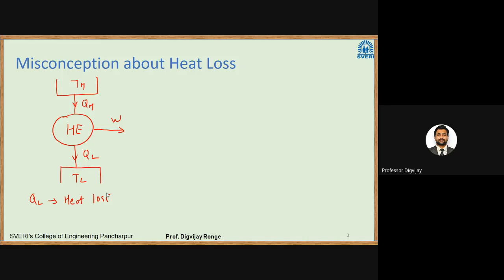But who decides that this is a heat loss? Who decides whether it is a benefit or a loss? We have designed a heat engine, so our objective is to do the work W. Whatever is not contributing to it, we call a heat loss, right? So it depends on our objective.